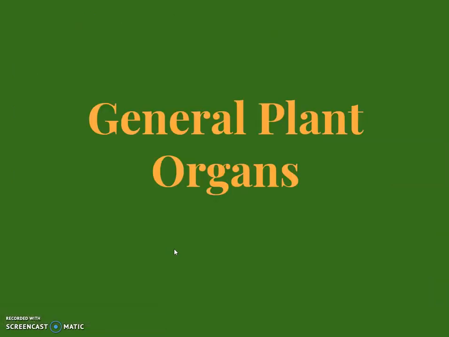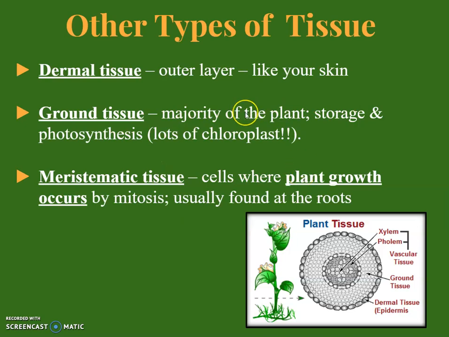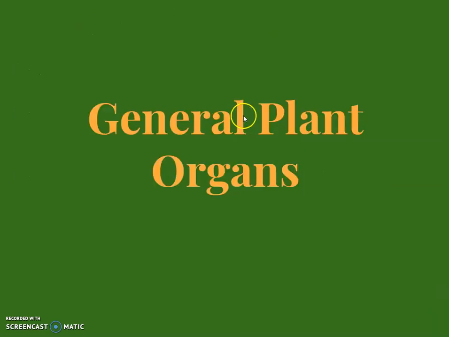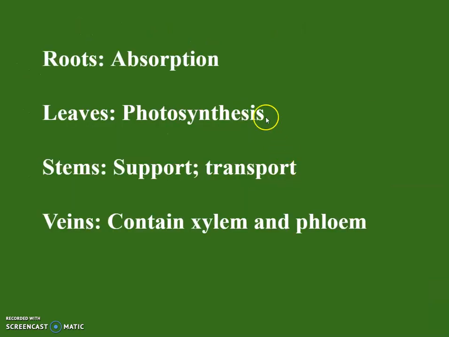We'll look at some general plant organs. So these were tissues, which is smaller than organs. Those tissues can then make up organs of the plant. So one organ for a plant is roots, which are the main absorption location for the plant to absorb water and minerals. Another organ is leaves, which is what mainly goes through photosynthesis in order to give the plant sugar. It creates its own sugar and food.